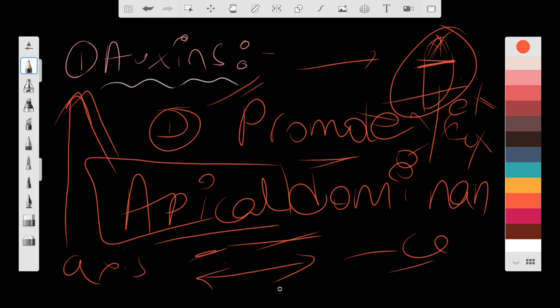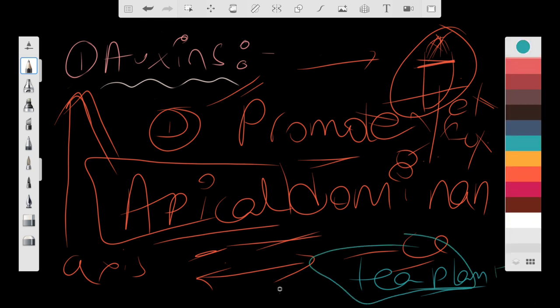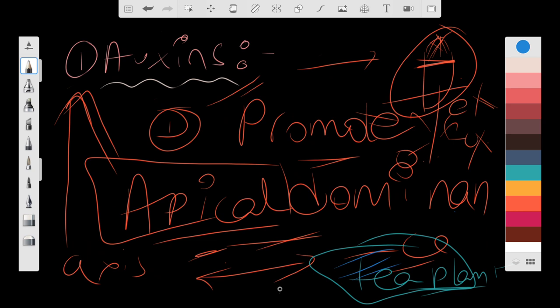And if you remove this apical bud, the plant will grow bushy, since the lateral branches grow from the lateral buds, and this is used in tea plantations. Please remember, it is used extensively in tea plantations. Very important. Remember that.